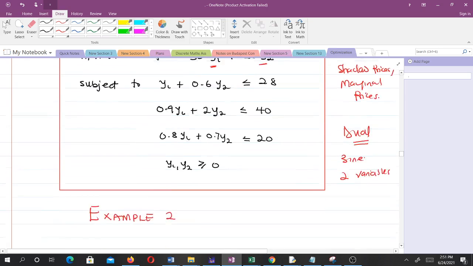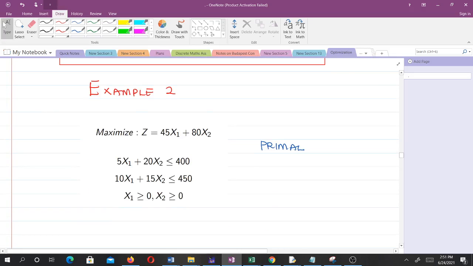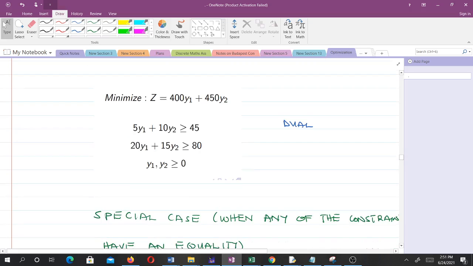All right, so now let's take a second example. This is the primal: maximize z equals 45x1 plus 80x2 subject to these constraints, and we have to write it in dual. Can you do that? Maybe you can pause the video and try it out. In 5, 4, 3, 2, 1. Okay, so this is going to be the dual of the primal that we had.